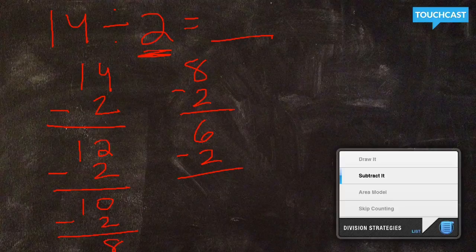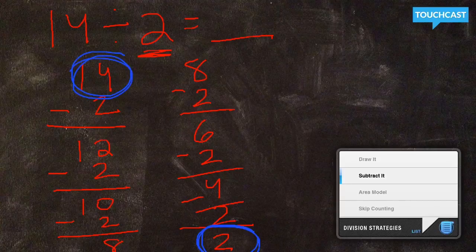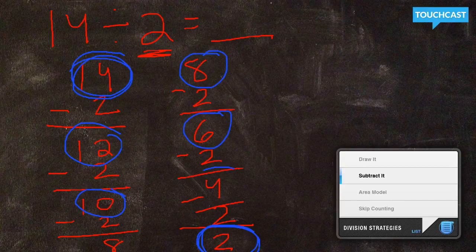6 minus 2 is 4. 4 minus 2 is 2. Oh wait, we got to 2. So remember, we're going to circle 2 once we finally get there. And the very first number you subtracted, we're going to count how many times you subtracted from the number that you got. So we subtracted from 14, 12, 10, 8, 6, 4.